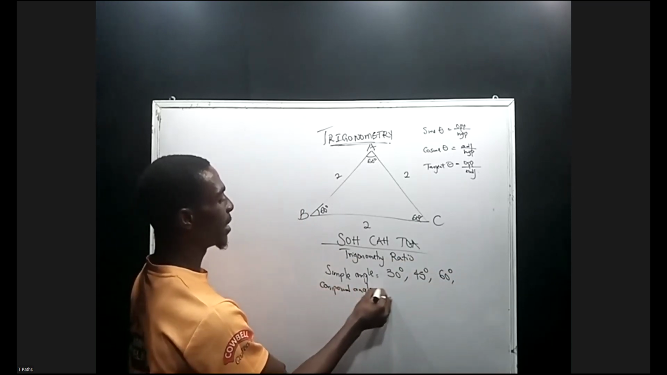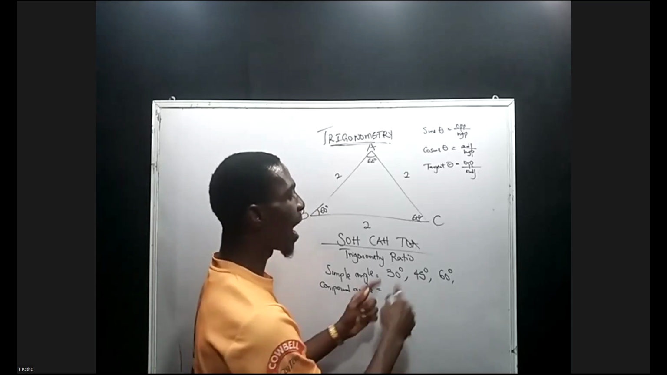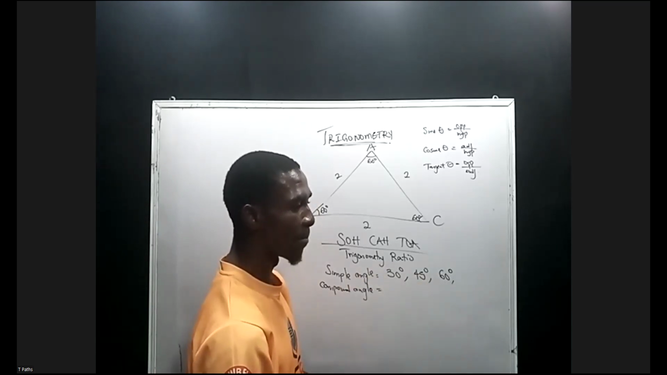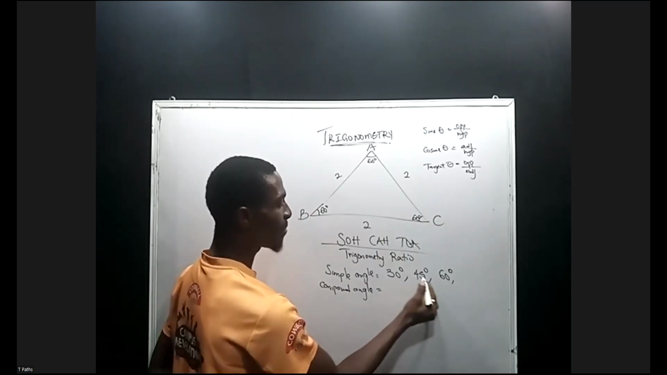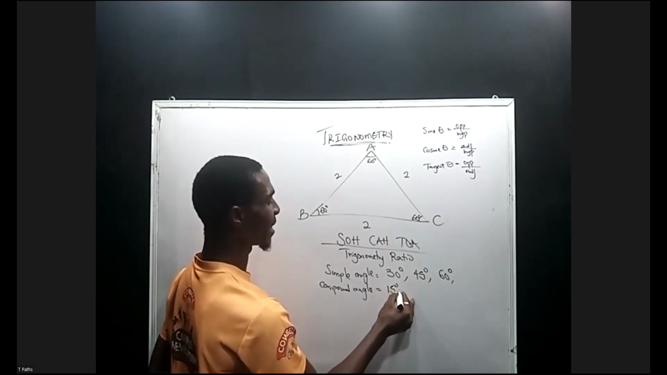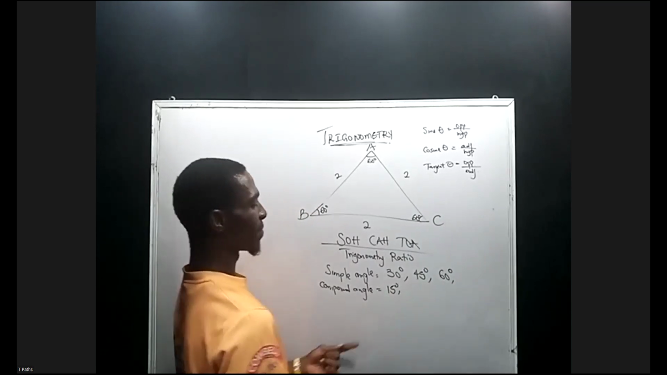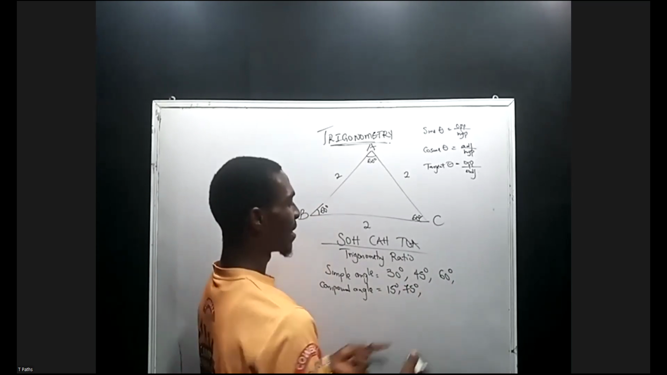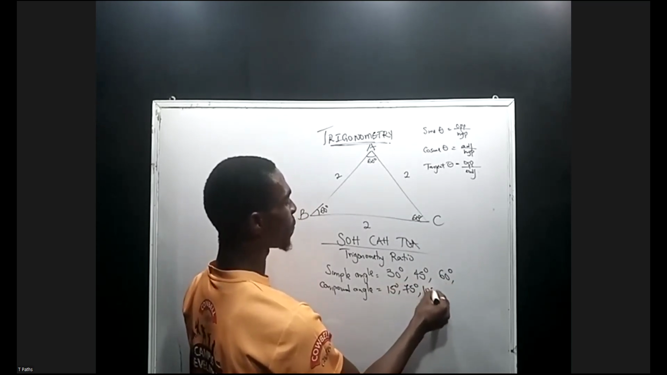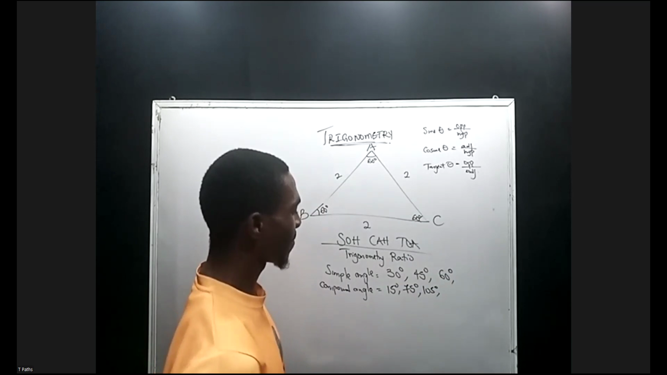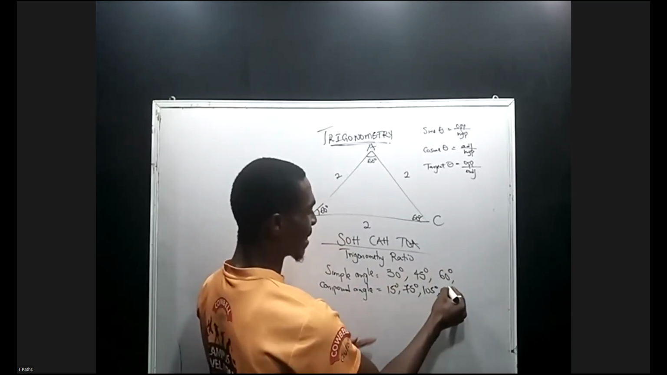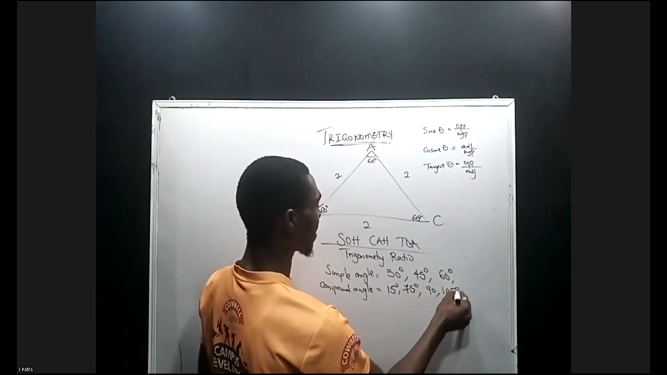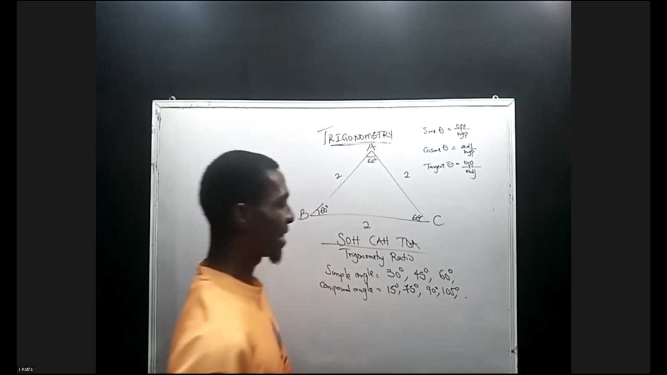Compound angles are angles you get whenever you add or subtract two of these simple angles. Angles like 45 minus 30, I have 15 degrees. 30 plus 45, I have 75 degrees. 60 plus 45, I have 105 degrees. 60 plus 30, I have 90. So 90 can come before 105. So I have 90, 105 degrees, and so on.